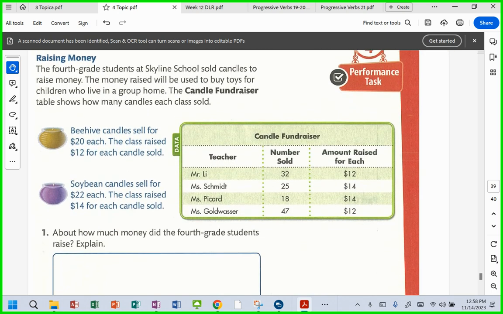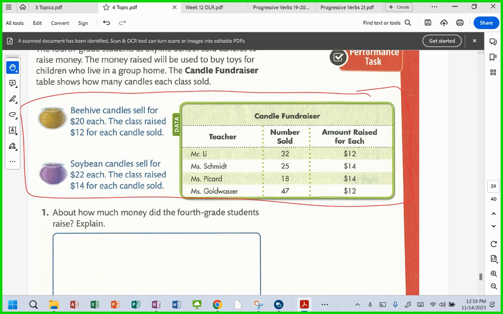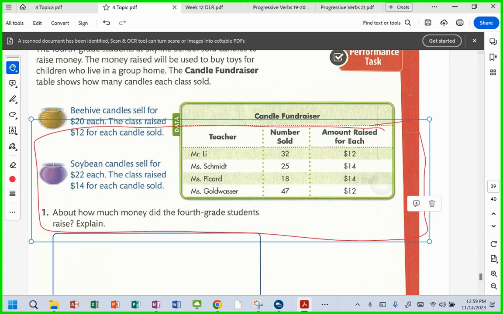Raising money. I'm going to tell you right now, all the information in this chart, you need to look at this chart and read it first, okay? Beehive candles sell for $20 each. The class raised $12 for each candle sold. All right. Soybean candles sell for $22 each. The class raised $14 for each candle sold. All right.